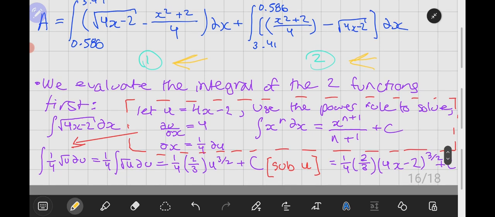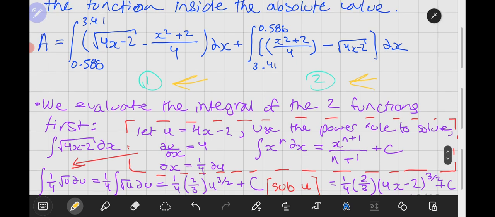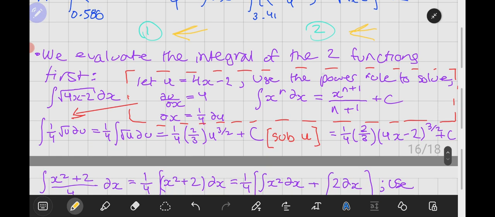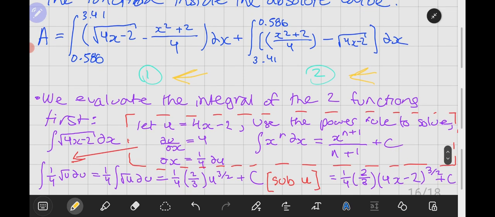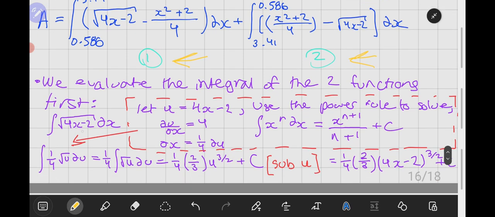And again, for simplicity's sake, I'm evaluating the individual parts of our integrals, where we have the square root of 4x minus 2, and the inverse function, x squared plus 2 over 4, let's say. So first evaluating the integral for h, just h, we have the square root of 4x minus 2, and because this is a somewhat complex function, we can simplify it by letting u equal 4x minus 2, so that then we can take the integral of the square root of just u, which is much easier.